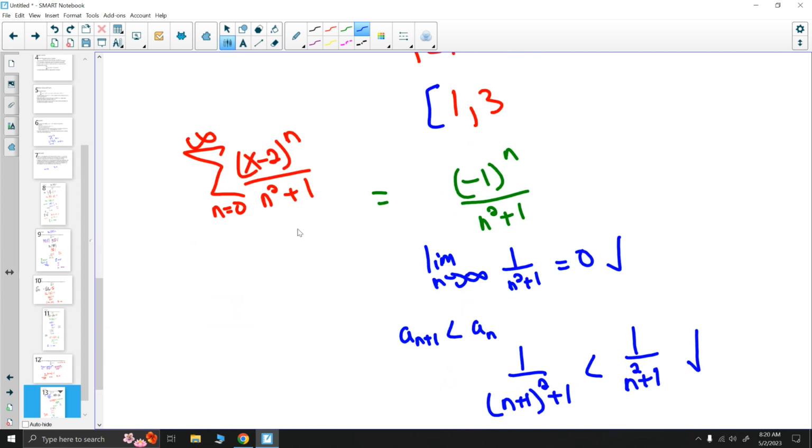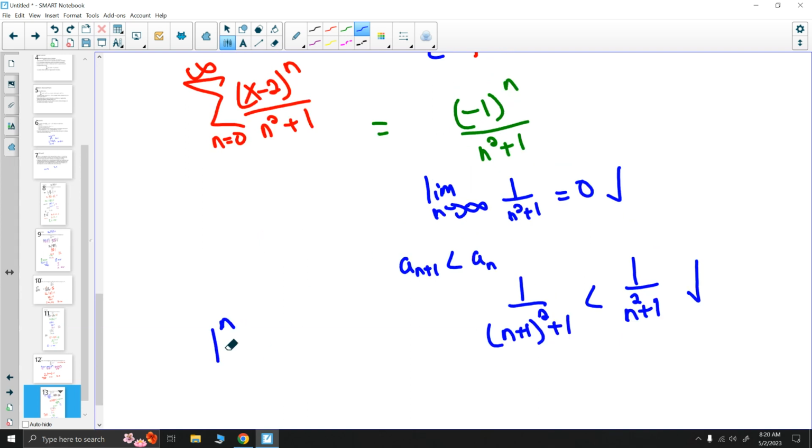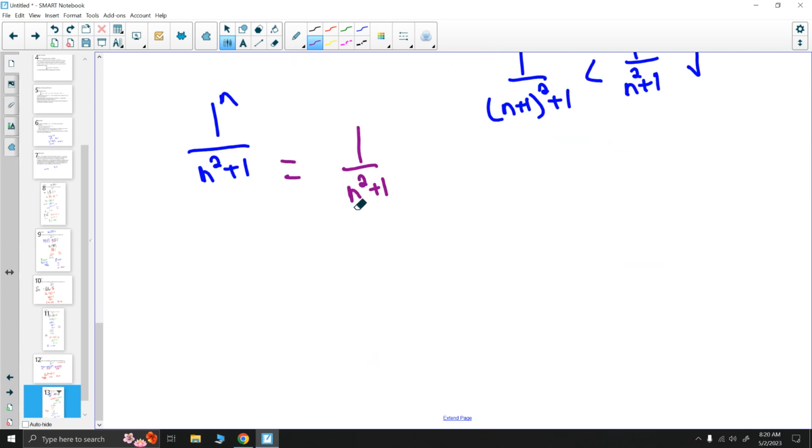And now we'll check 3. So 3 minus 2 is 1. So we end up with 1 to the n over n squared plus 1. Now, 1 to the n is just 1, so I don't really need it. So we have 1 over n squared plus 1. I want to show that this converges. I recognize that that's pretty close to a p-series. So we can see that 1 over n squared plus 1 is clearly less than 1 over n squared. This p-series here converges. And since this is less than it, it also converges. So it converges by direct comparison.